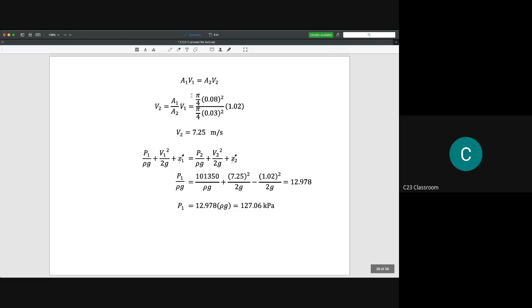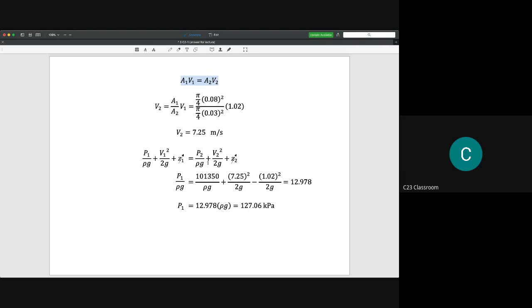Because the question asks us to calculate this using the Bernoulli equation, it is okay for us to use the flow rate equation, the continuity, which is A1 V1 equals A2 V2. So we could substitute all the values here to find the velocity at the outlet. So V2 equals 7.25 meter per second. Then we could calculate the pressure at point 1 by using the Bernoulli equation here.